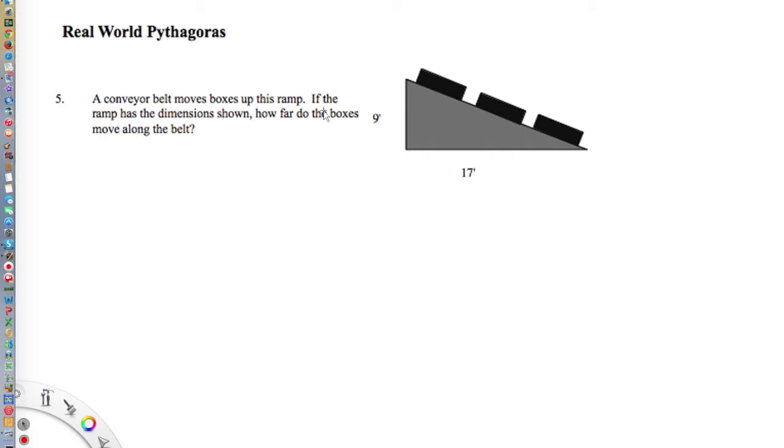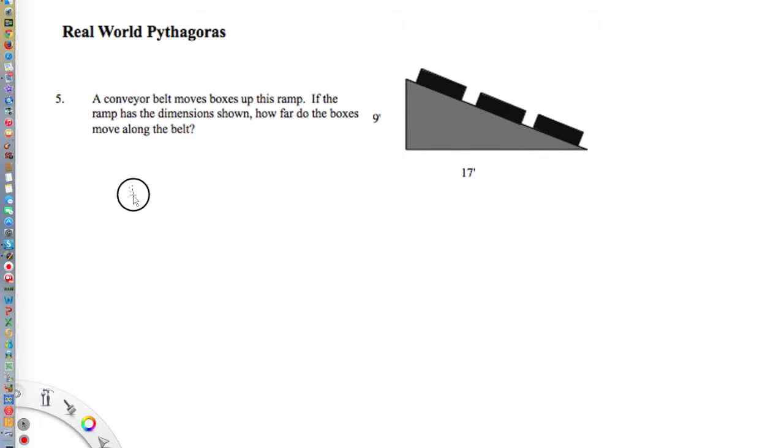Okay, let's look at the first problem on our last page. It's number 5. The page is backwards. We're going to do problem 5, real world Pythagoras. Here the question says a conveyor belt moves boxes up the ramp. If the ramp has the dimensions shown, how far do the boxes move along the belt? Okay, well, this conveyor belt is 9 feet high and 17 feet long. We need to find out the hypotenuse here, c.